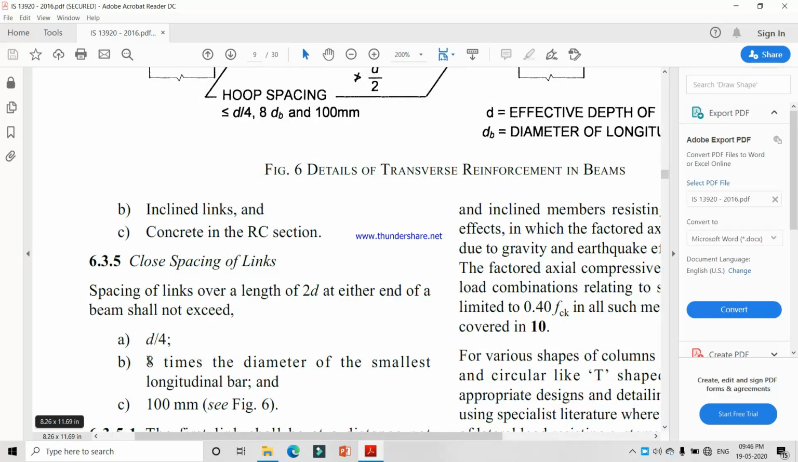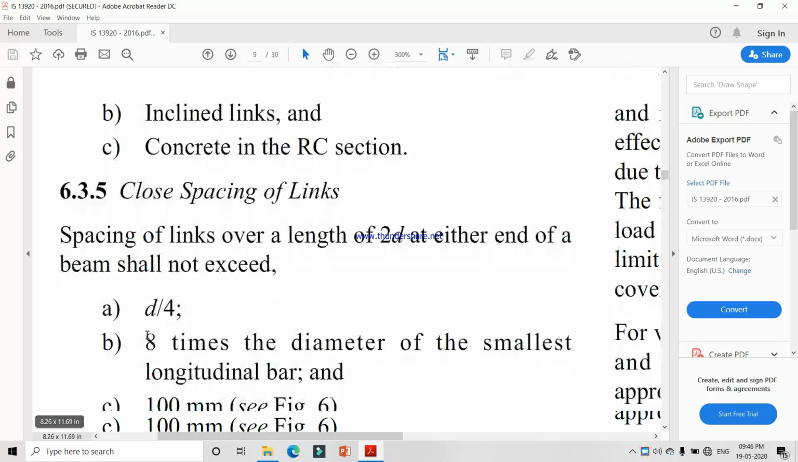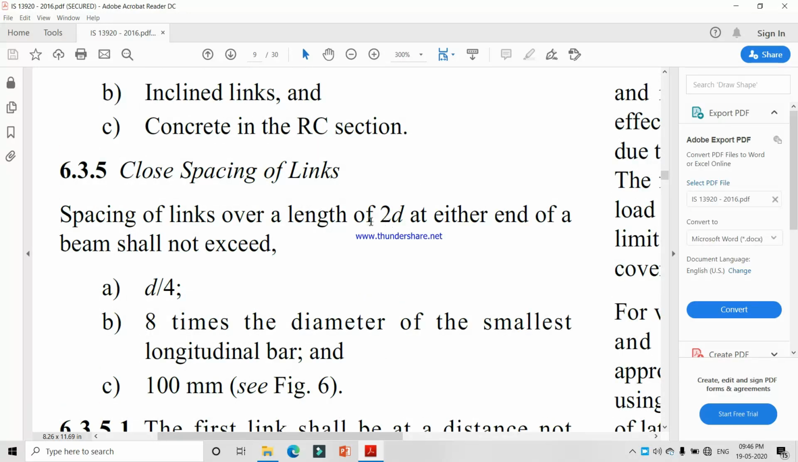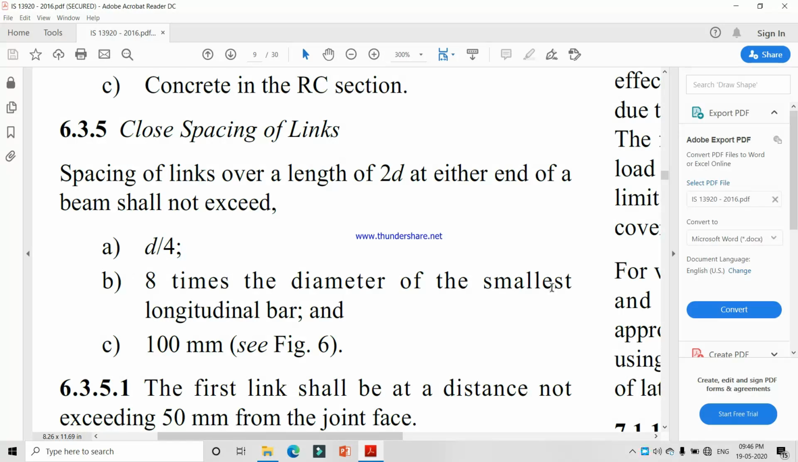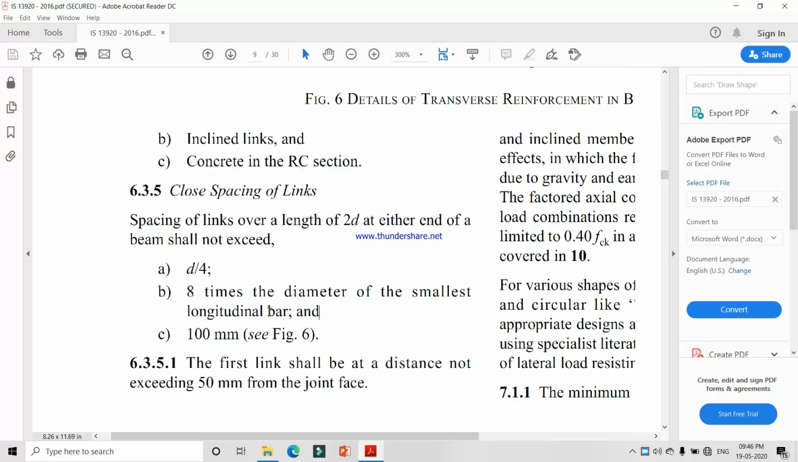These are the close spacing of link. Spacing of link over a length of 2d at either end of the beam shall not exceed d by 4. That means link spacing shall not exceed d by 4, that means total depth by 4, and 8 times the diameter of minimum bar. This is the second criteria, 8 times diameter of bar, and third is 100 mm.